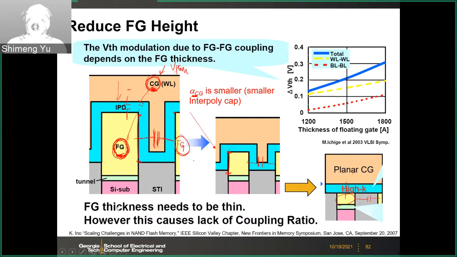Shrinking the height of the floating gate will reduce the coupling between the cells, but it will also reduce the coupling from the control gate to the selected floating gate.